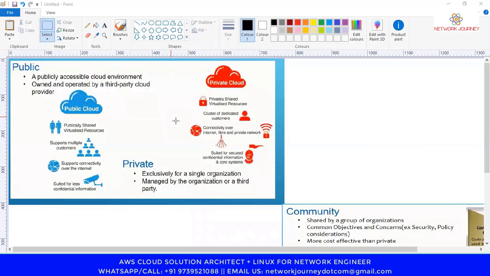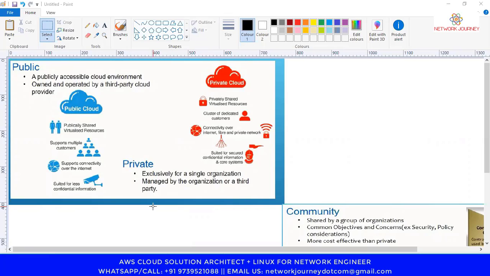To understand the public cloud and private cloud, I can share. Hope now you can see my screen. Here I'm talking about public cloud and private cloud. They have a simple, basic difference. If you want to move from one place to another, you can choose either public transport or private transport. What is the advantage and disadvantage in public transport?